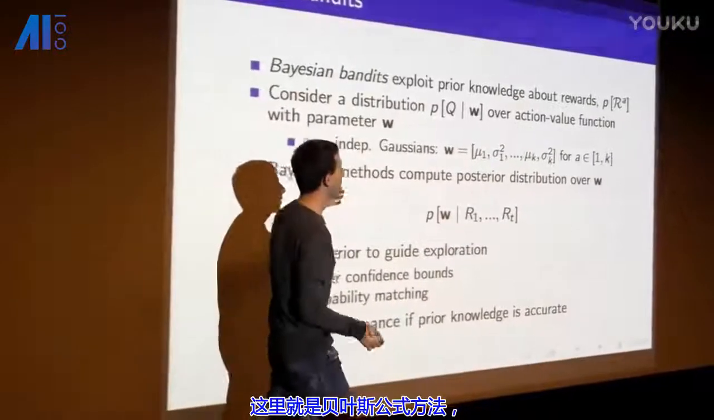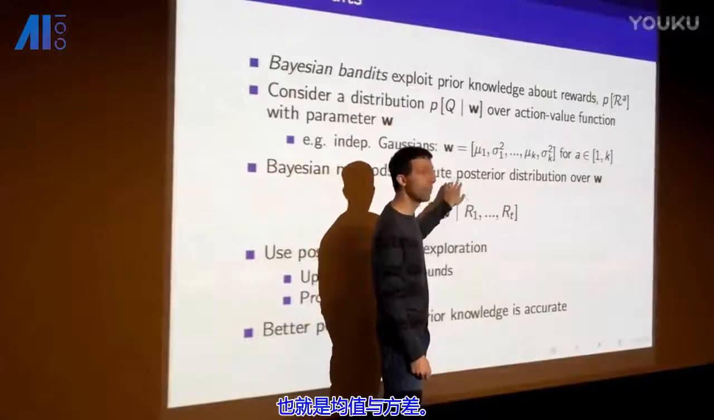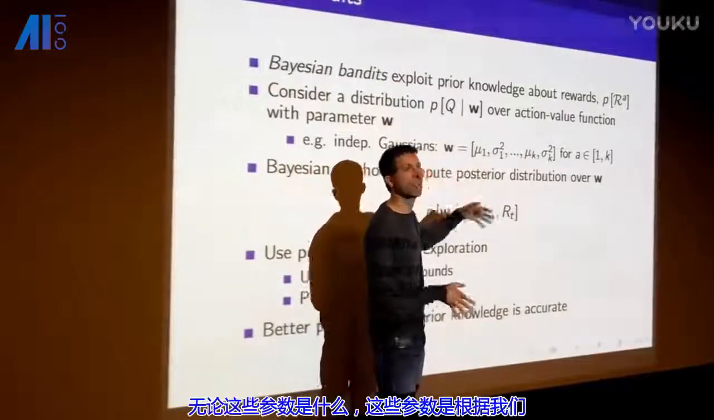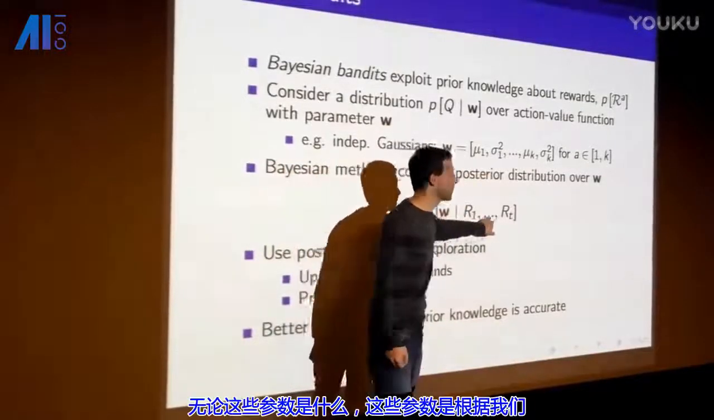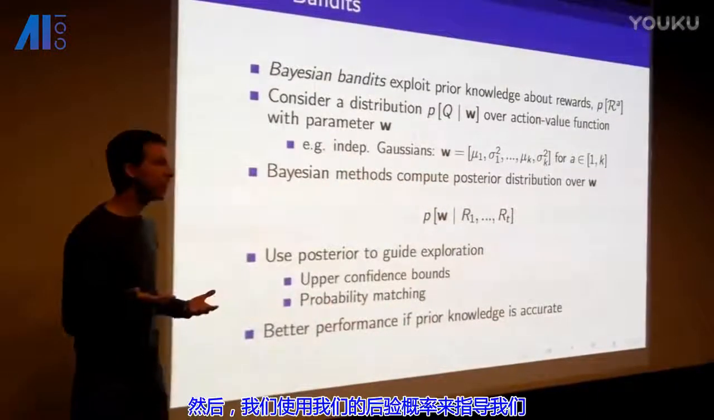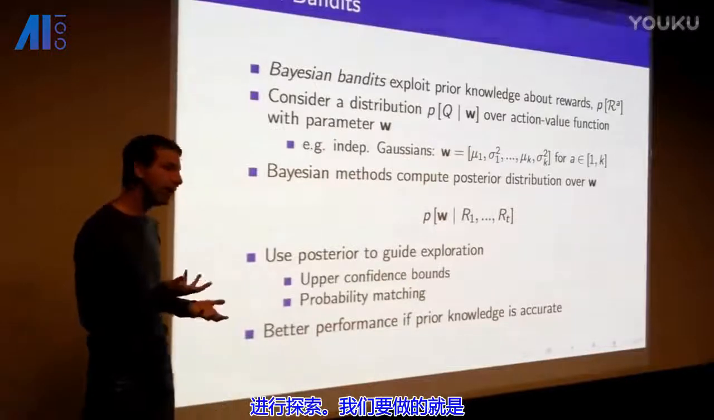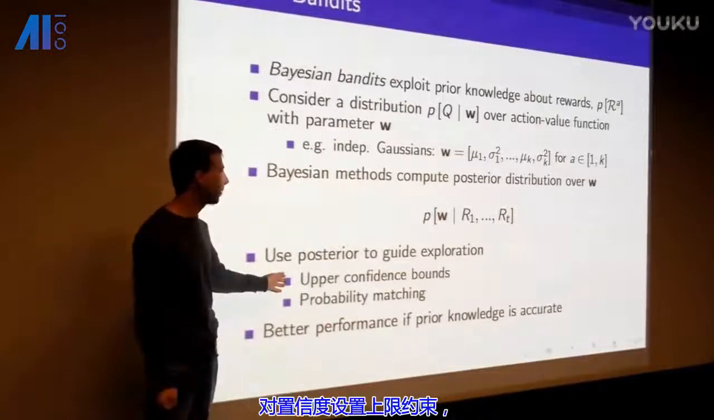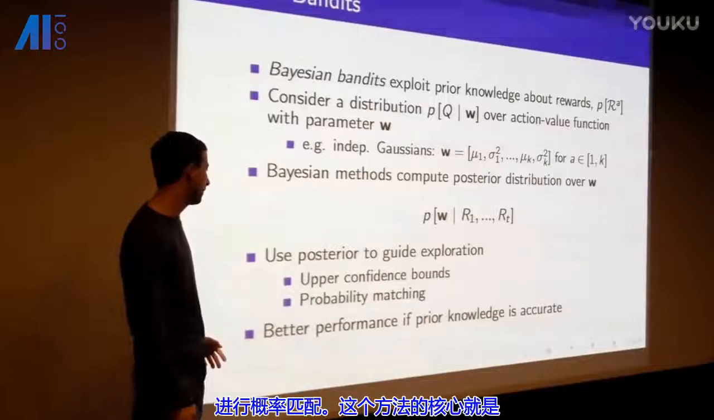So the idea of the Bayesian approach is we compute a posterior distribution over our parameters, the means and the variances, or whatever those parameters are, given the pulls that we've seen so far. And then use that posterior to guide exploration. There's a couple of ways we can do that. I'll first of all talk about upper confidence bounds, but also probability matching.